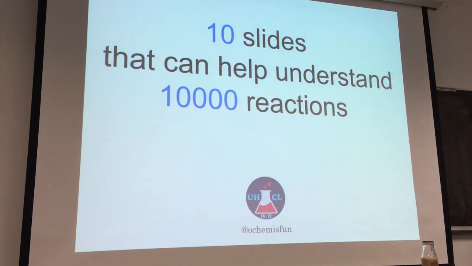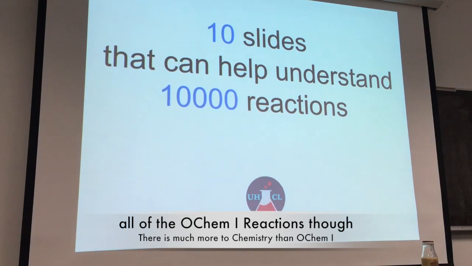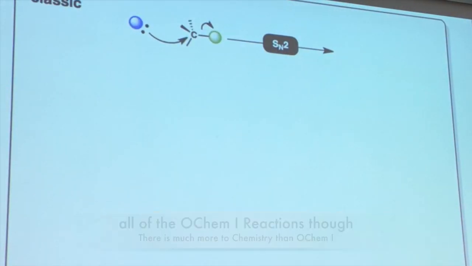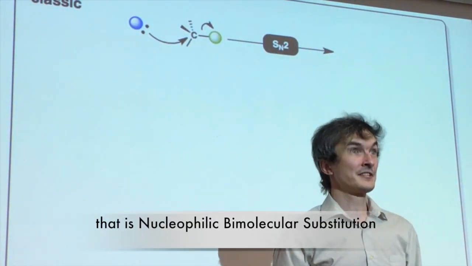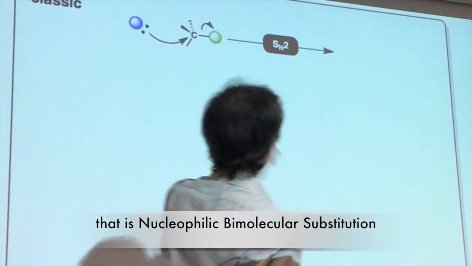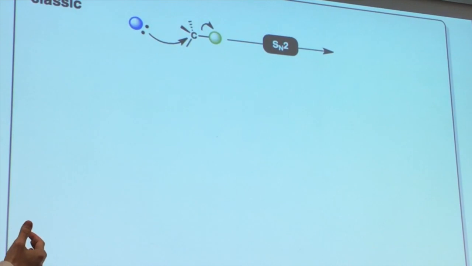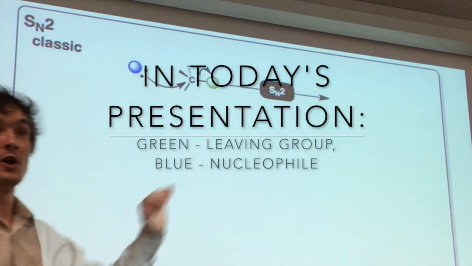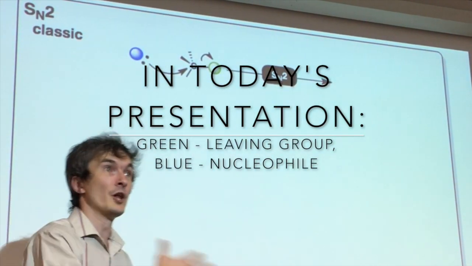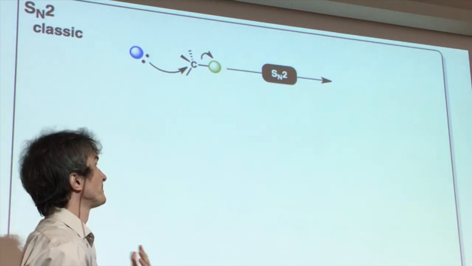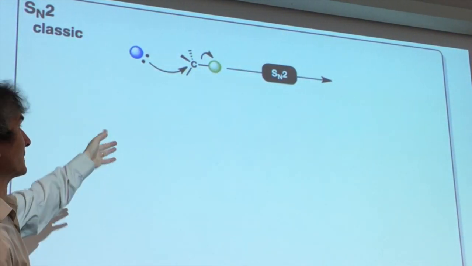And there's only 10 slides, like all of the transformations can be categorized in 10 different categories. The first one is called classical substitution. See the blue ball? What does it want? To replace the green ball. The green ball will always be a leaving group, but the blue ball will always be something with a lone pair. What do you expect to happen here?